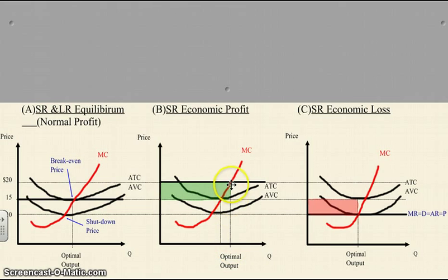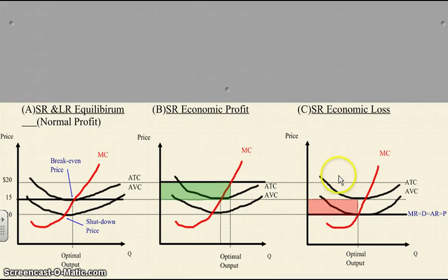And at that level, we are above average total cost at that quantity, and the area shaded in green is the rectangle representing the economic profits that the firm is currently earning. But that again is only in the short run. In the long run, because of free entry and exit, all of those profits are going to be driven out of the market as new firms enter.